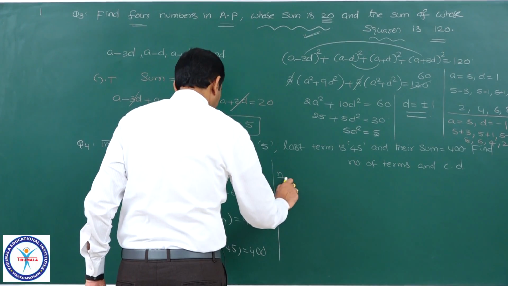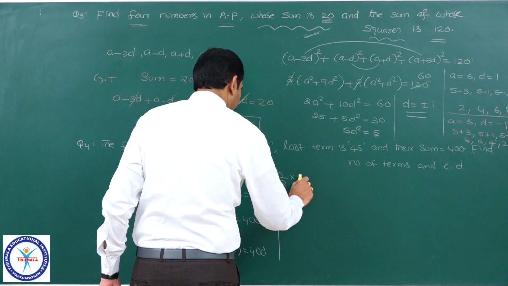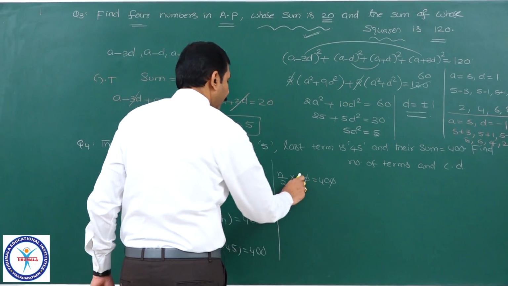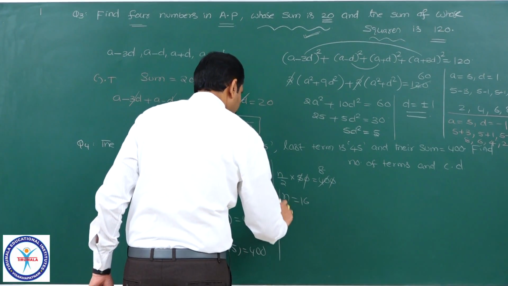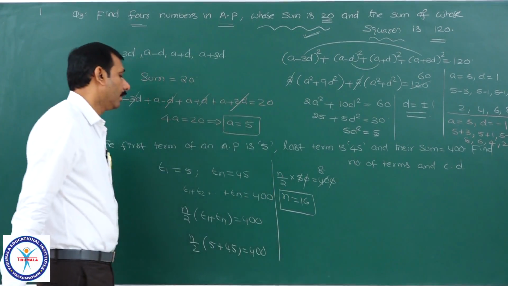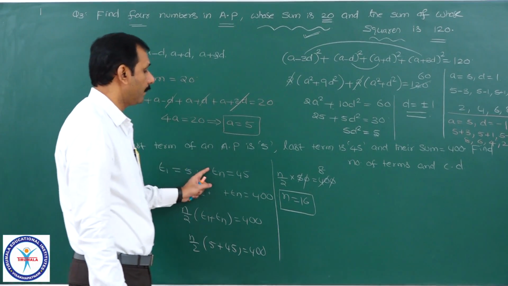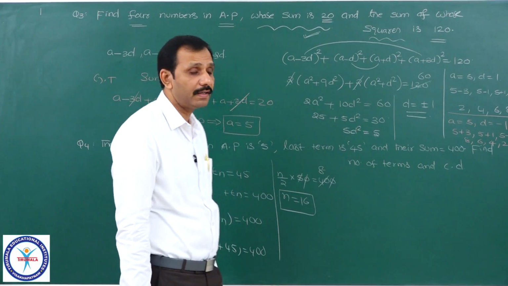Therefore, n by 2 into 45 plus 5, 50, is equal to 400. 10 will get cancelled. 5 8 times. Therefore, n is equal to 16. Therefore, the total number of terms in that sequence is 16, whose sum is equal to 400, you will get.